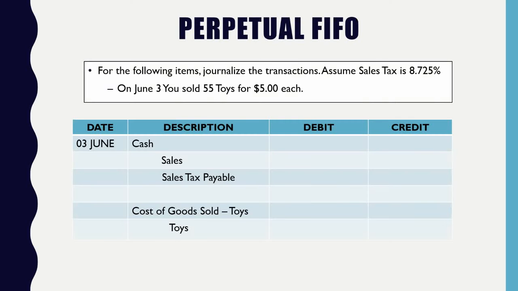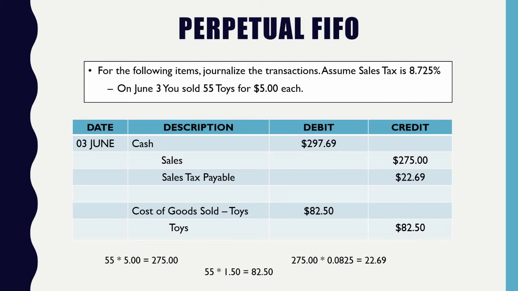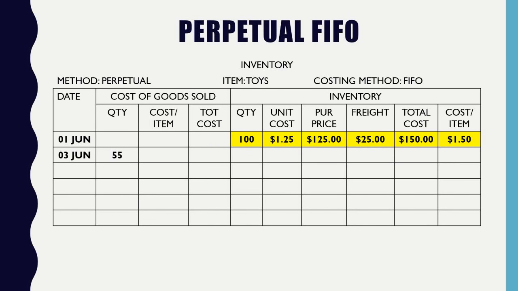So the next thing that happened was on June 3rd, you sold 55 toys for $5 each. All right, we recognize our sale here, and we also need to recognize our cost of goods sold. I've done the calculation already, but I'm going to go ahead and go into my worksheet. Because if I'm going to be dealing with multiple levels of inventory, I need to know which one I'm going to be costing out first. So in this case, only one batch exists.